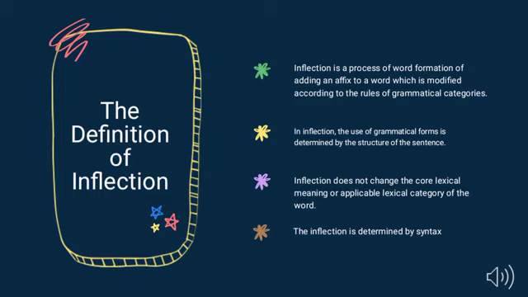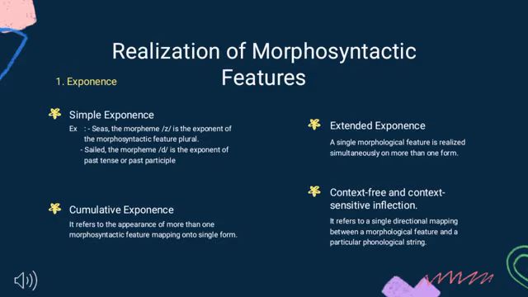The last is the inflection is determined by syntax. It is the realization of morphosyntactic features or properties. For instance, tense, aspect, number, and case. Realization of morphosyntactic features. 1.